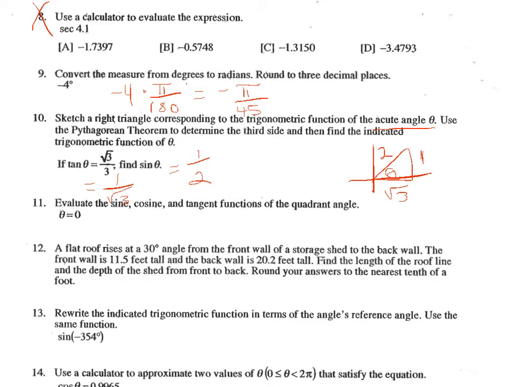Evaluate the sine, cosine, and tangent functions of the quadrant angle theta equals 0. So if we have theta equals 0, we want to use the coordinate instead of using a triangle to evaluate sine, cosine, and tangent since it's a quadrant angle. And we know that the coordinate of 0 is 1, 0. So the sine of theta is always the y value of the coordinate if we're using the unit circle. So the sine would equal 0. The cosine of theta is always the x value. So we know that the cosine of theta would equal 1. And the tangent of theta is y over x. So 0 over 1 would equal 0.